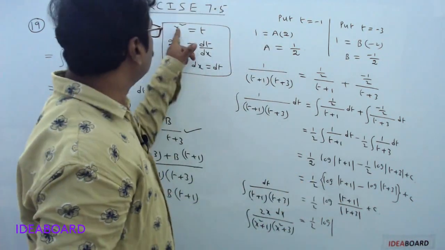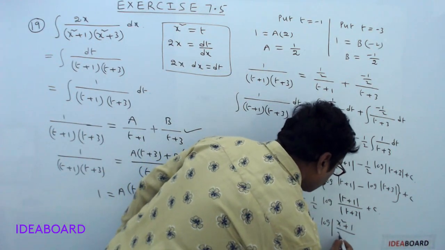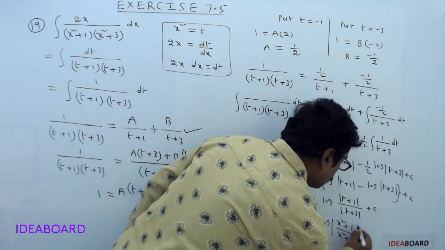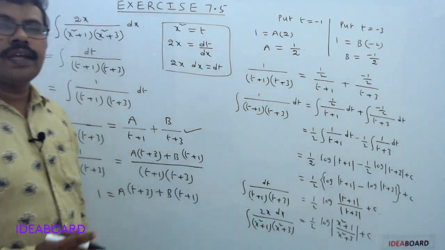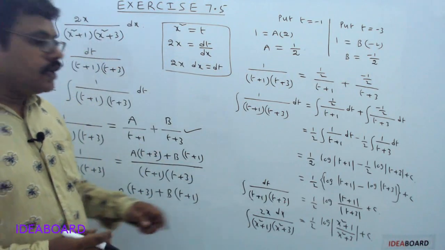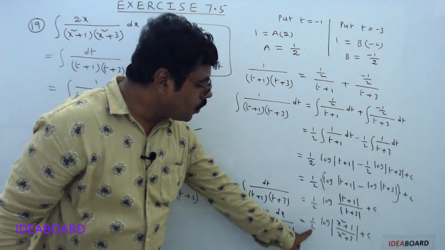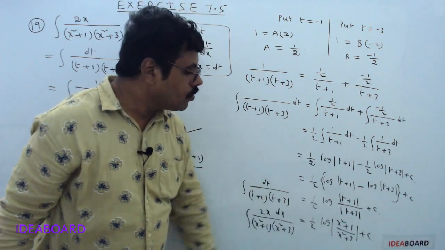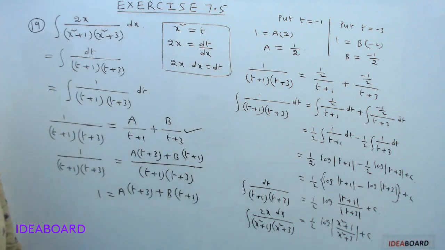Now replace t with x square. So (x square plus 1) divided by (x square plus 3) plus a constant c. So what is the final answer? Integral 2x dx divided by (x square plus 1) into (x square plus 3) equals 1 by 2 into log mod of (x square plus 1) divided by (x square plus 3) plus a constant c.